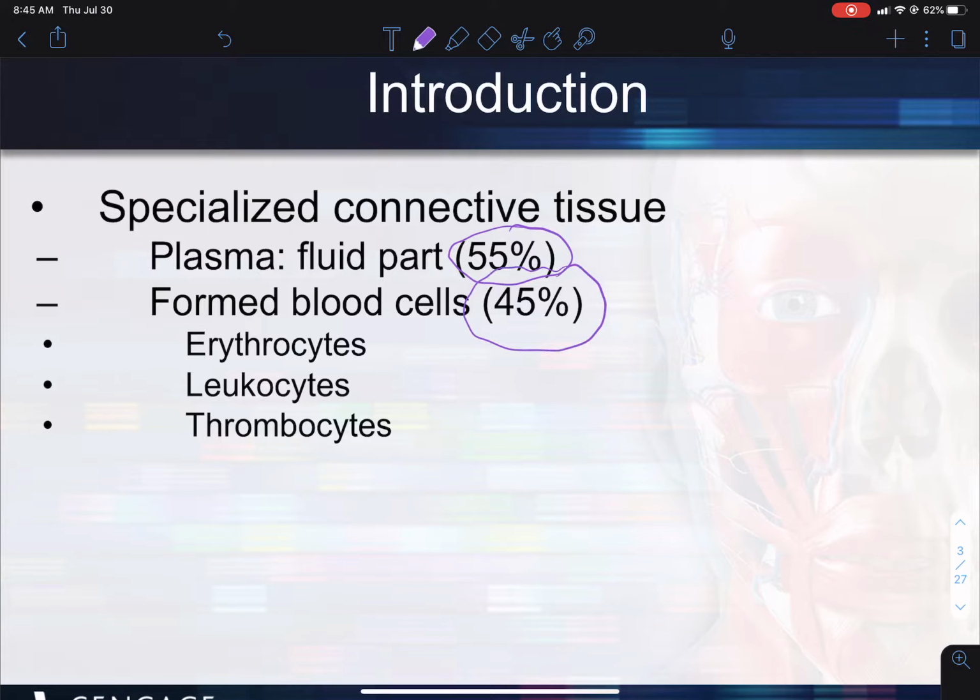And the formed blood cells include three different types of cells. So erythrocytes, which are the same thing as red blood cells, leukocytes, which are the same thing as white blood cells, and then thrombocytes, which are the same thing as platelets. So we'll use these terms interchangeably throughout this chapter. It's really important to be familiar with all six of these terms and know which ones match with which.